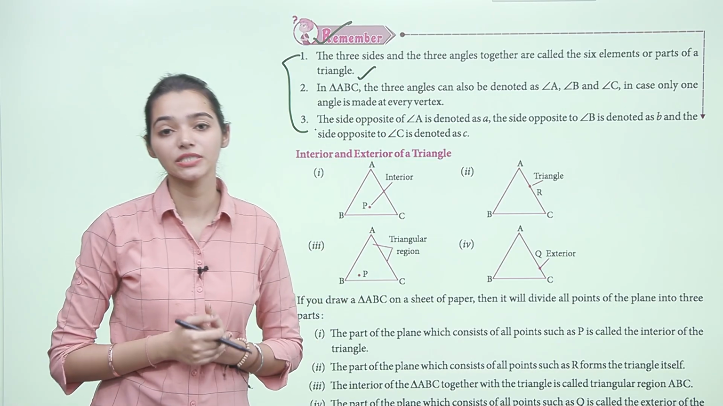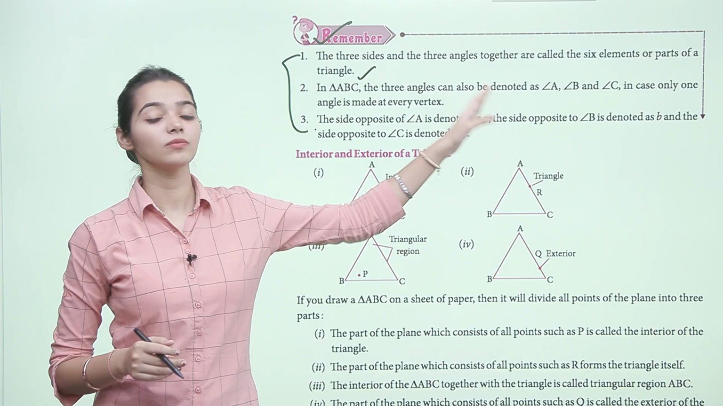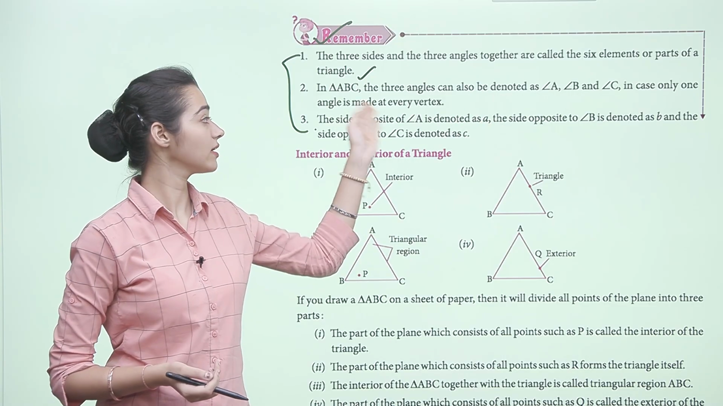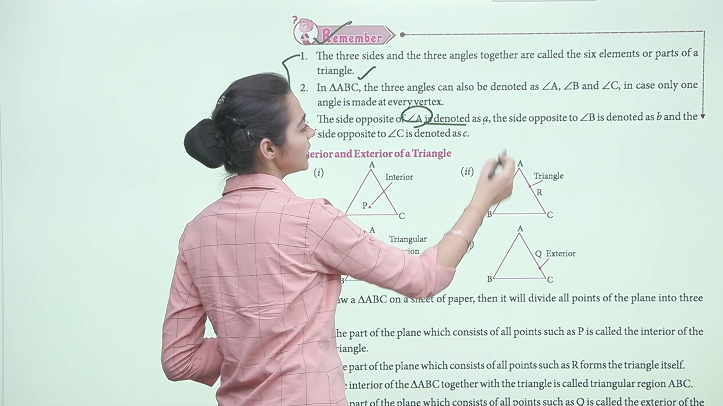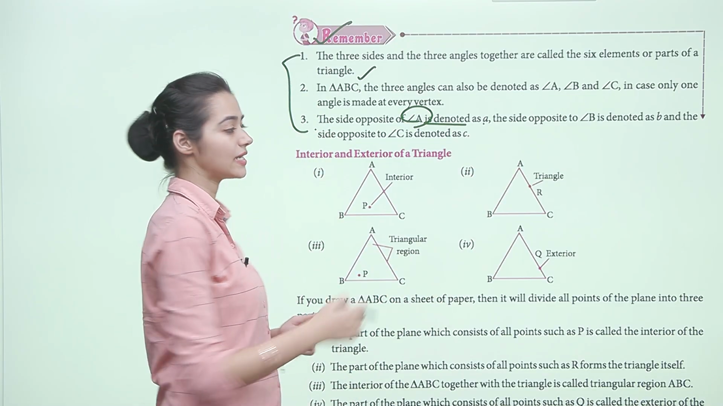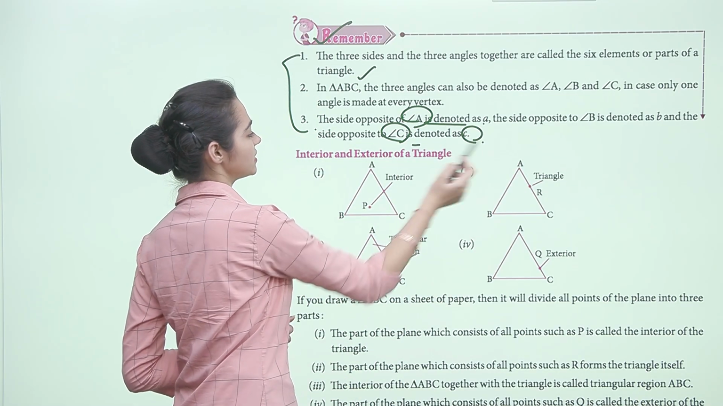Now in triangle ABC, 3 angles can be denoted as angle A, angle B and angle C, in case only one angle is made at every vertex. The side opposite to angle A is denoted as a, side opposite to angle B as b and side opposite to angle C as c.